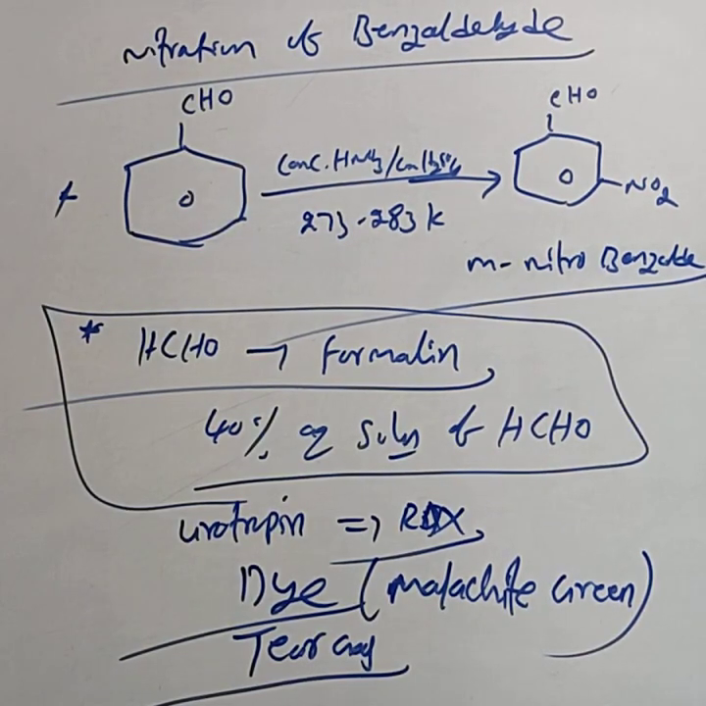This is about aldehydes and ketones. In the next class, I will study the carboxylic acids. Up to here, aldehydes and ketones are completed. In this chapter, many named reactions are present. All the students must practice the named reactions, either in the preparation or in the properties. First, you practice the named reactions. In the next class, we will consider the carboxylic acids.